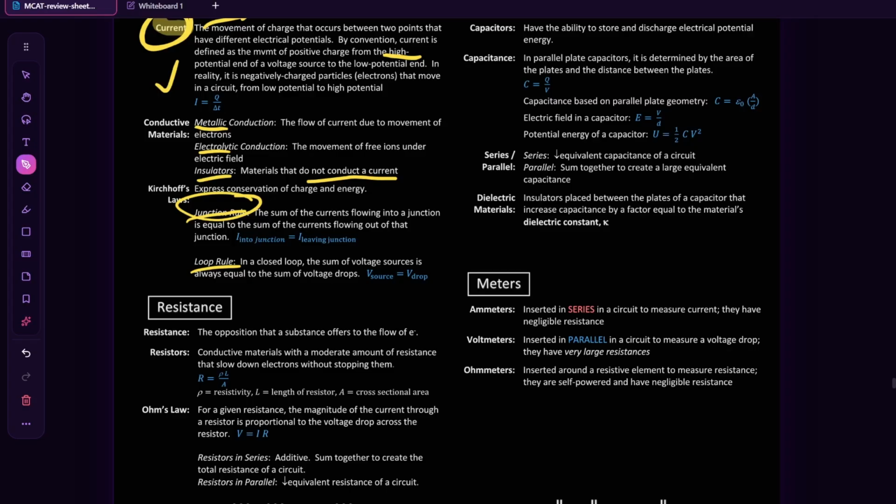And then the loop rule is basically if you trace any closed loop in a circuit, you can imagine, for example, you're walking in a full circle following the wire, the total voltage supplied by sources like batteries around that loop always has to equal the total voltage used up or dropped by components like resistors around that loop. So energy in equals energy out. All of this is about energy never being created or destroyed. It's just transformed or going somewhere. So energy in equals energy out for this one.